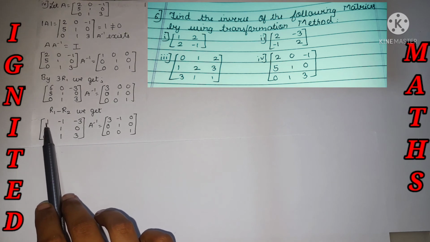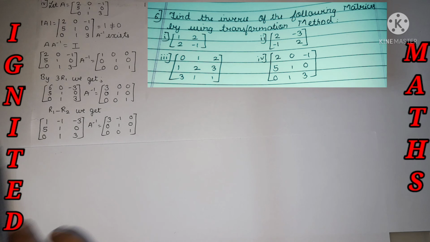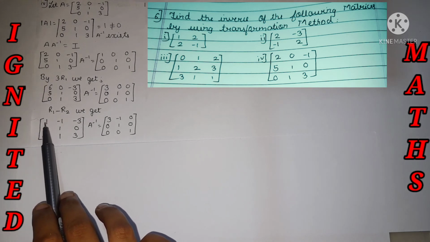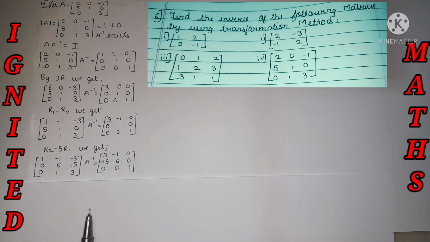Over here it's already 1, so just bring 0 over here. So 5 minus 5 is equal to 0. So R2 minus 5 R1, so that I can take it as 0. Now okay, the first column we have got.